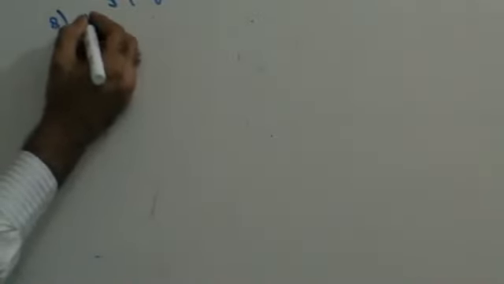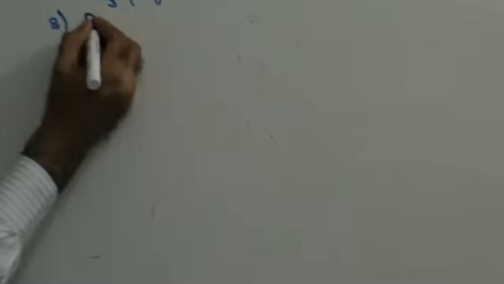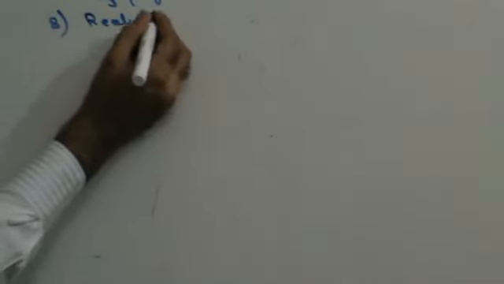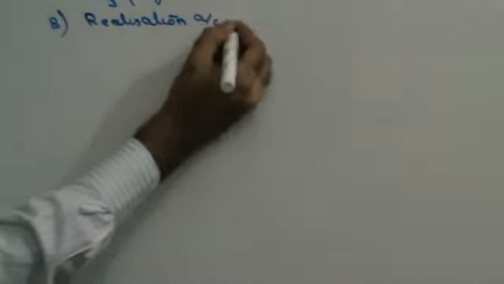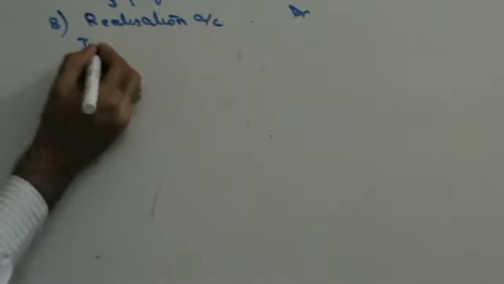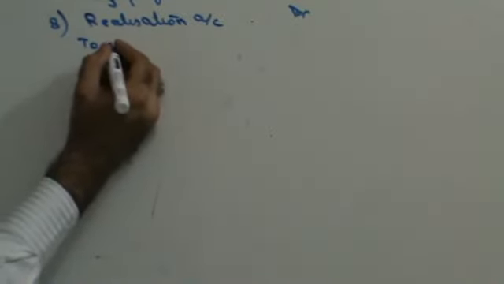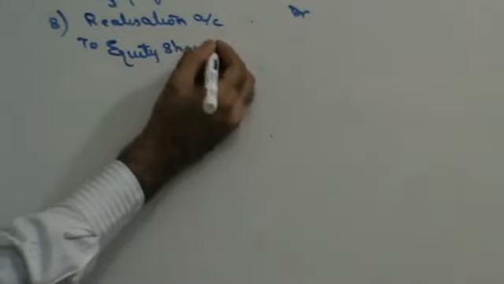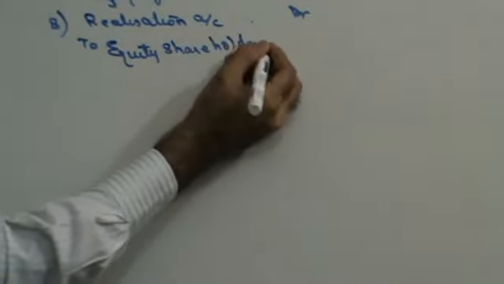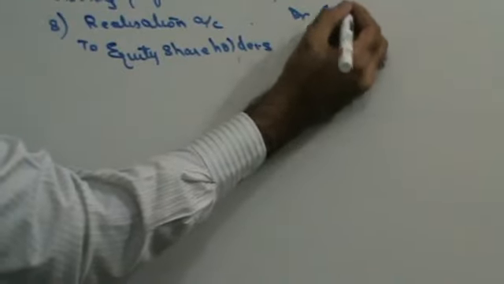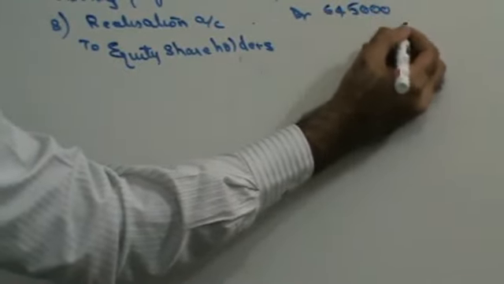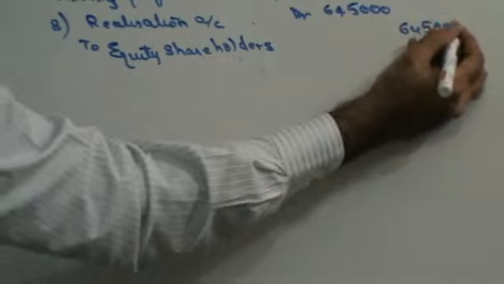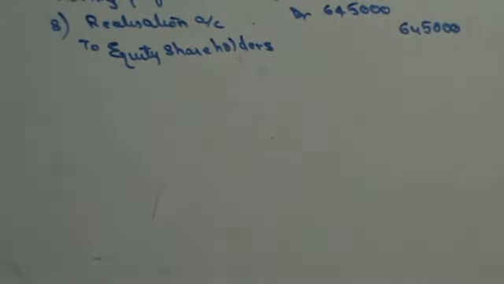Profit. So in that case, you will get this as realization account debit. Realization account debit to equity shareholders. How much is the amount, guys? 6,45,000, being profit transferred.